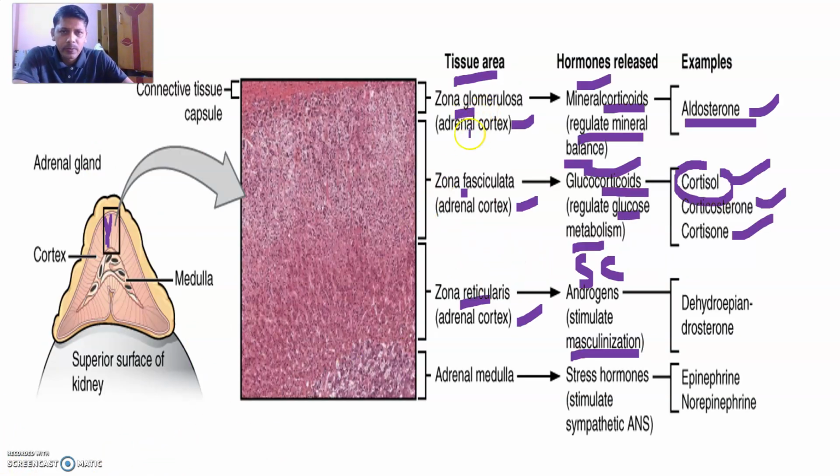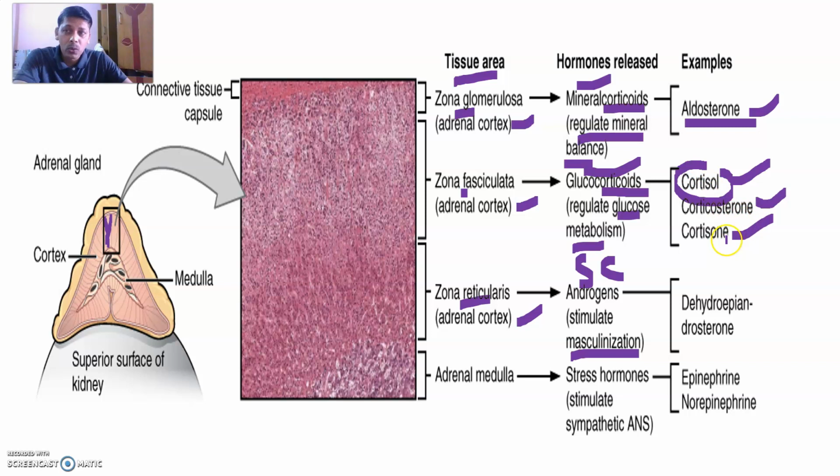What are the zones? Zona glomerulosa, fasciculata, reticularis. GFR. Mineralocorticoids, glucocorticoids, sex corticoids: they regulate mineral balance, regulate glucose metabolism, and stimulate masculinization. The chief one here is aldosterone, and here cortisol.